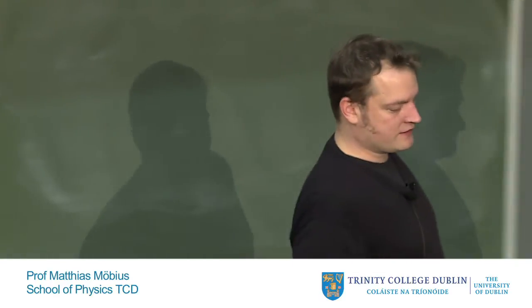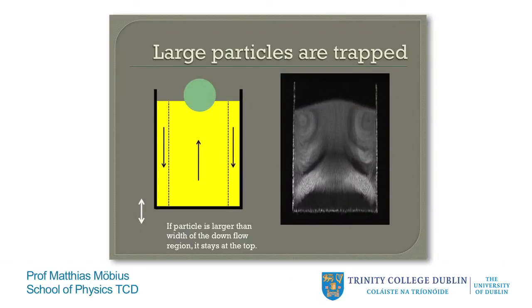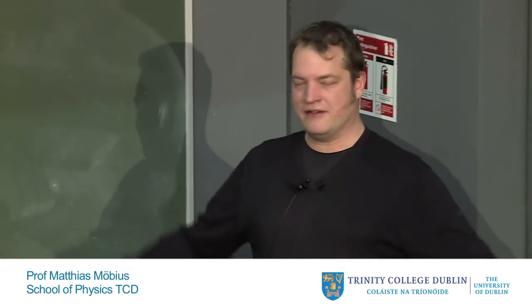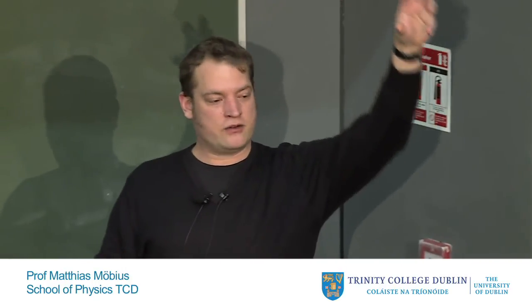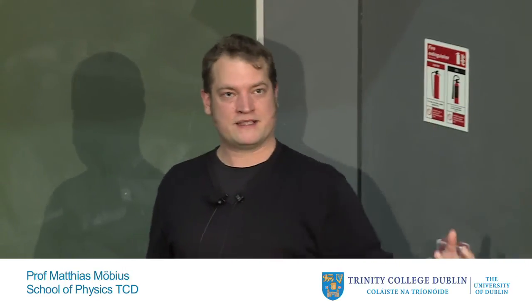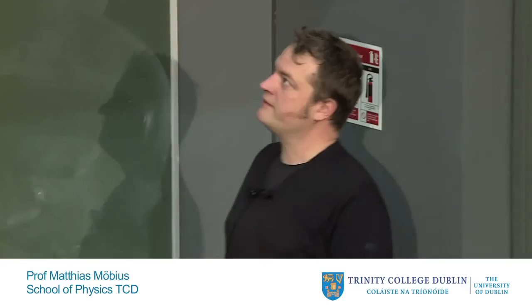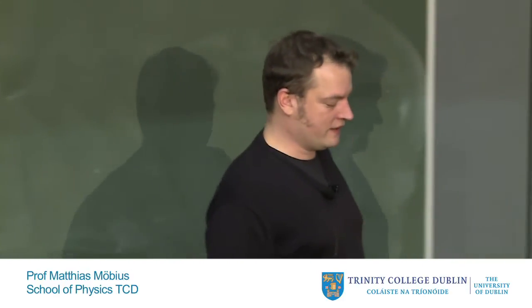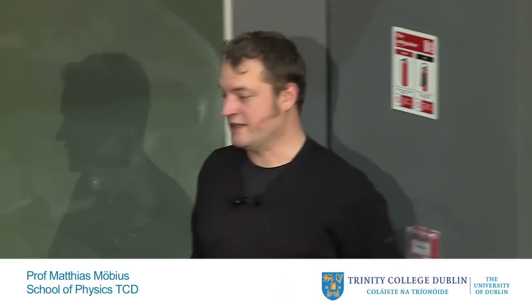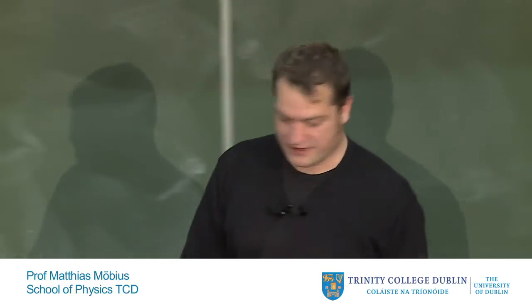What you get is so-called granular convection. You have an upstream in the middle and a downstream at the side, but the downstream is very narrow. So what happens is that this big particle is carried up by the upstream, but then it's too big to be drawn down by the downstream at the sides. So it's trapped at the top. And that's one mechanism for this so-called size separation, or granular segregation.